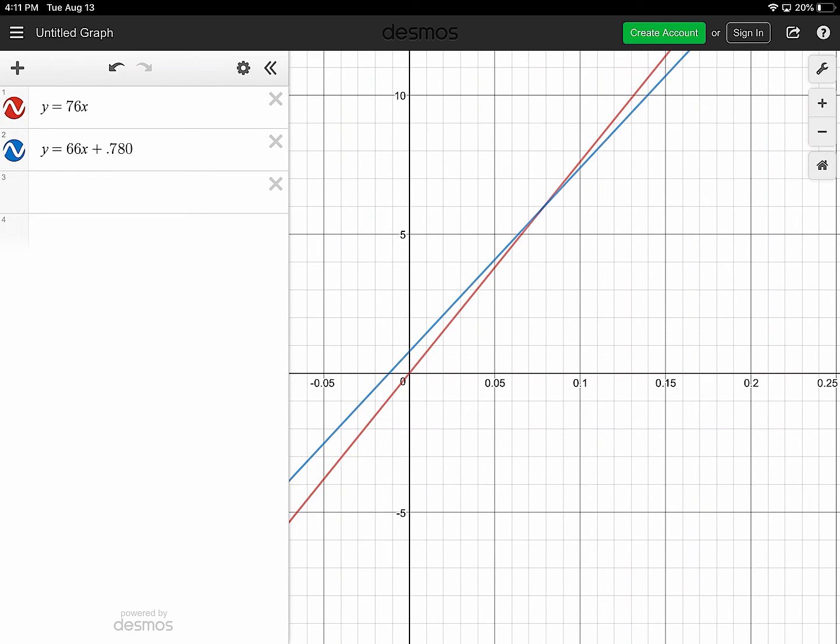But you can see this point right there where the two intersect. So if you click that point, the 0.078 represents the x value, which in this case is time in hours, and then the 5.928 represents the meeting place, the final position, and there we go. Pretty easy.